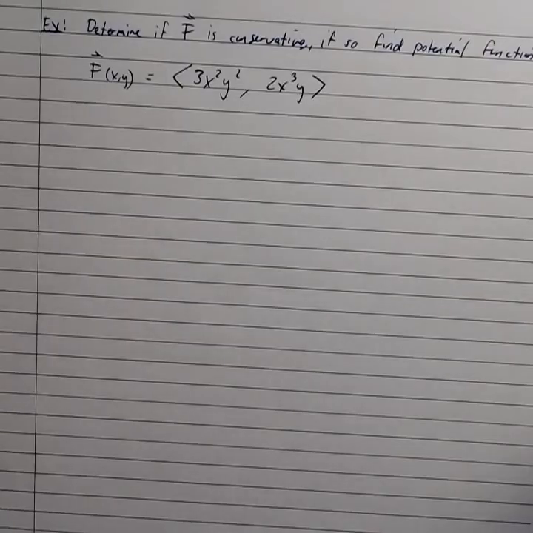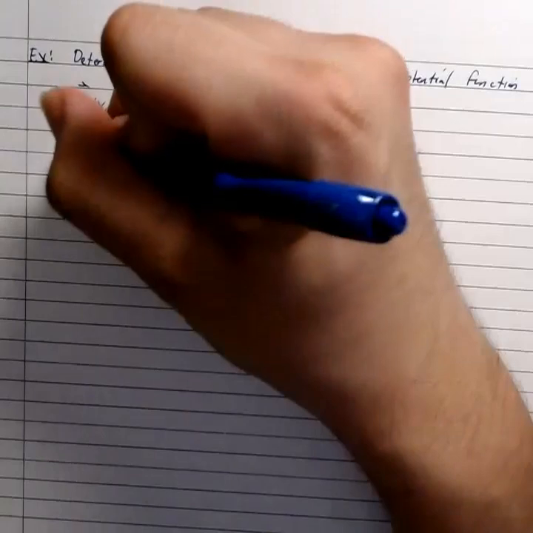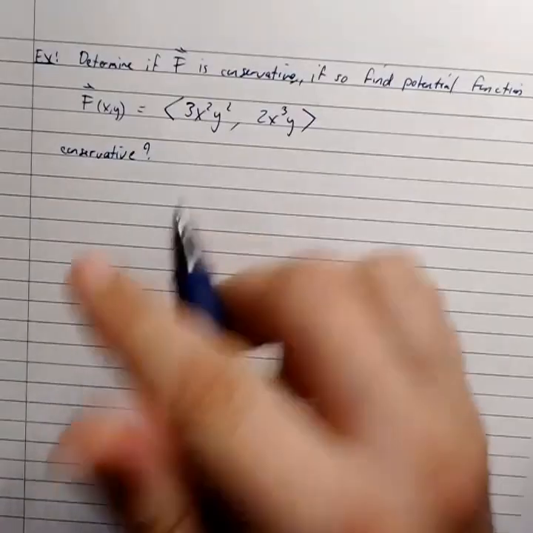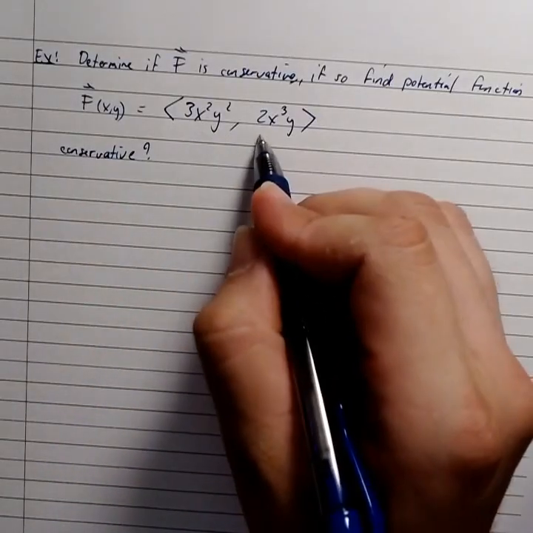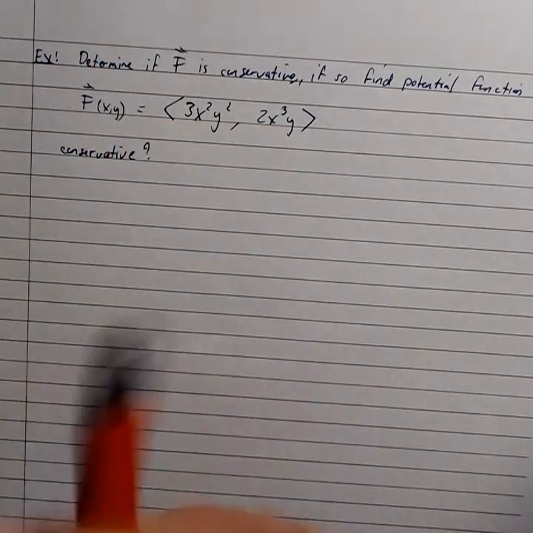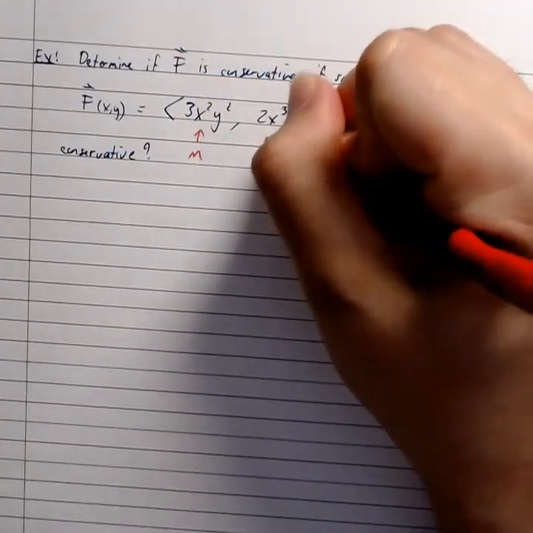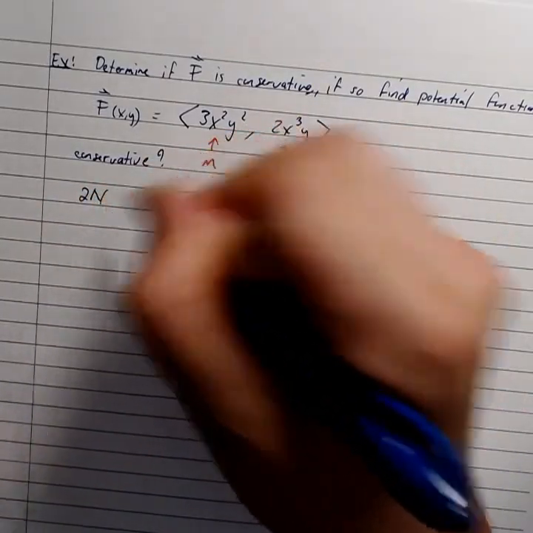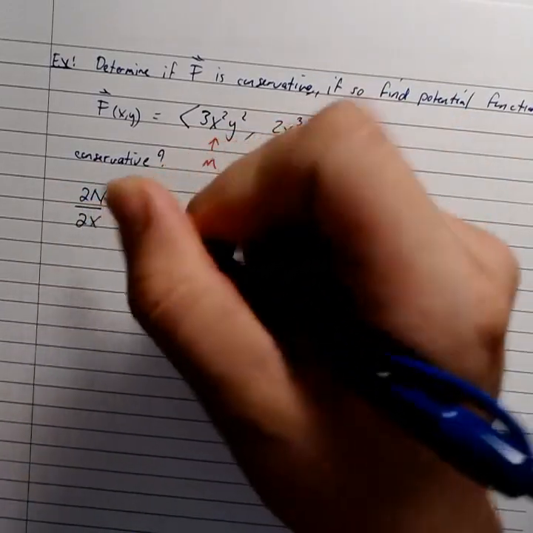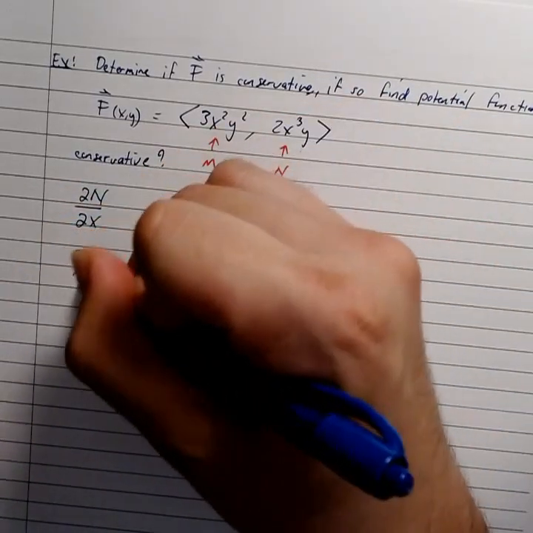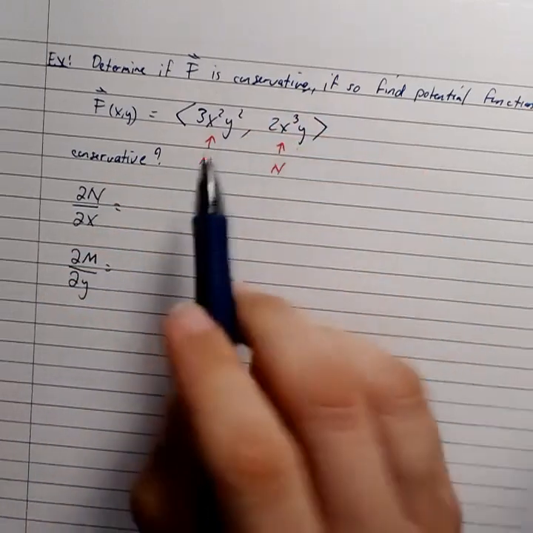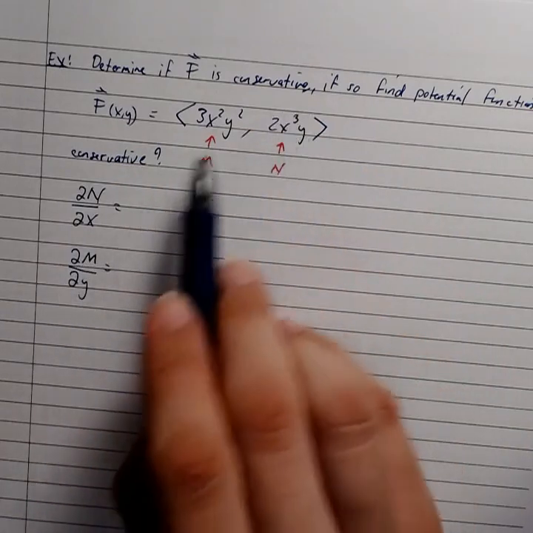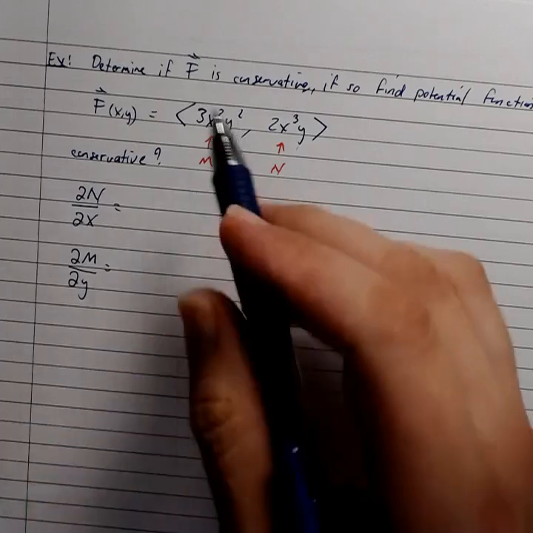All right, so first of all, let's go ahead and apply our test to see if it's conservative. Here, this is going to be our M. This is going to be our N. Let's label that. Here's M. Here's N. And what we want to do is see the partial of N with respect to x and the partial of M with respect to y. The partial of the first component with respect to the second variable and the partial of the second component with respect to the first variable. All right, let's see what that is.